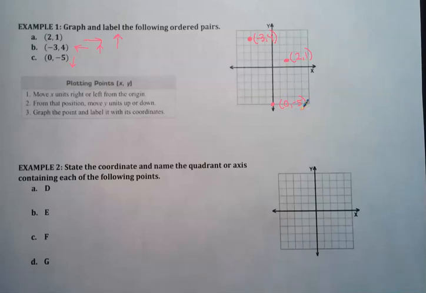Okay, and then we have a little chart telling us how to plot the points. Okay, we just did that, so we can kind of skip around. Now we want to state the coordinate and name the quadrant or axis containing each of the following points.